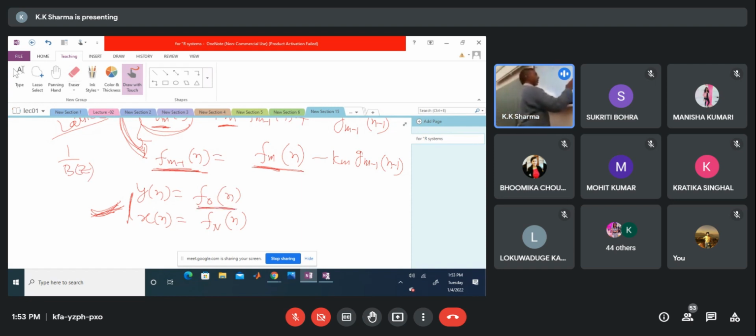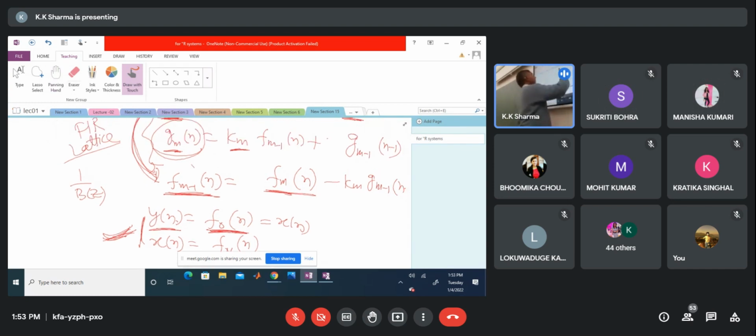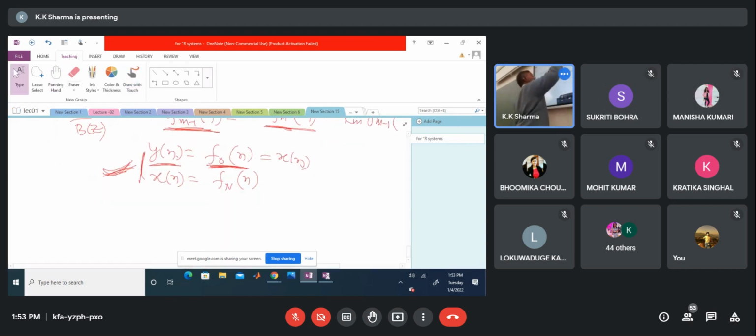What have I done? The input, which we used to write in our FIR as x(n), now I am writing f_0(n) as y(n), the output. Earlier in FIR I wrote it like this. So this has to be replaced now because I am interchanging. Earlier the output of the last lattice was y(n); now I have written x(n). So in the FIR lattice I have interchanged the role of input and output.